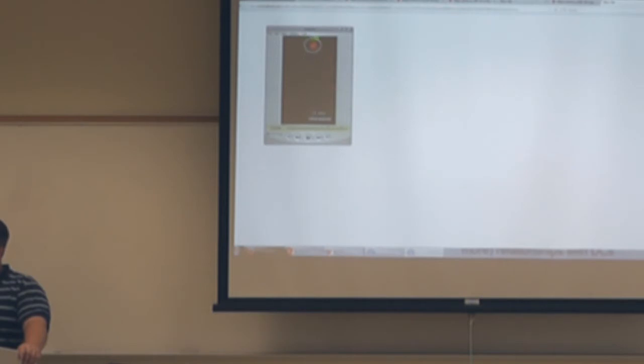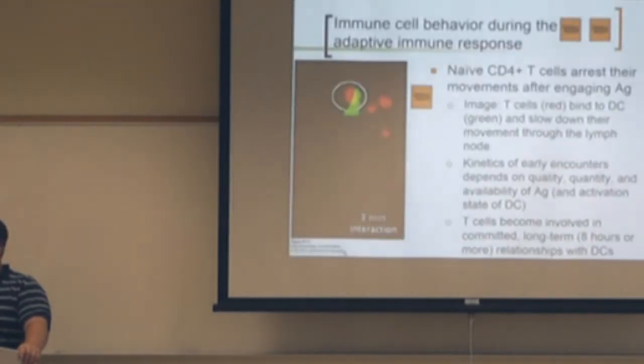You have other T cells that aren't necessarily specific, just moving around. How do you know they slow down? Because they've watched millions of slides, and we get to see the one good slide. These cells will actually stay bound like this for up to 8 hours. And this is just showing us 3 minutes of that interaction sped up.